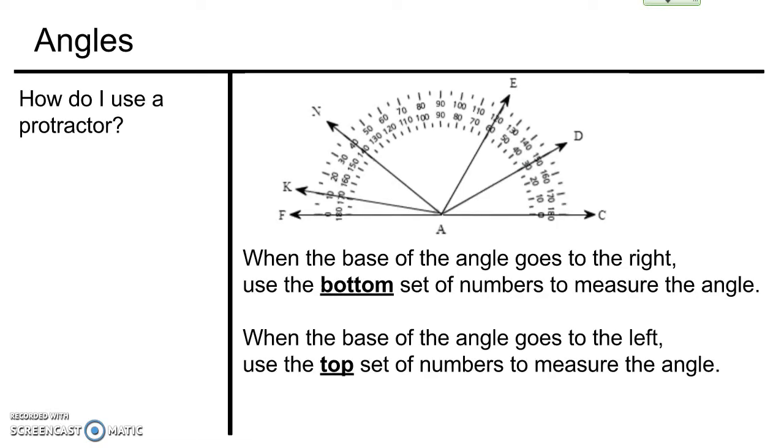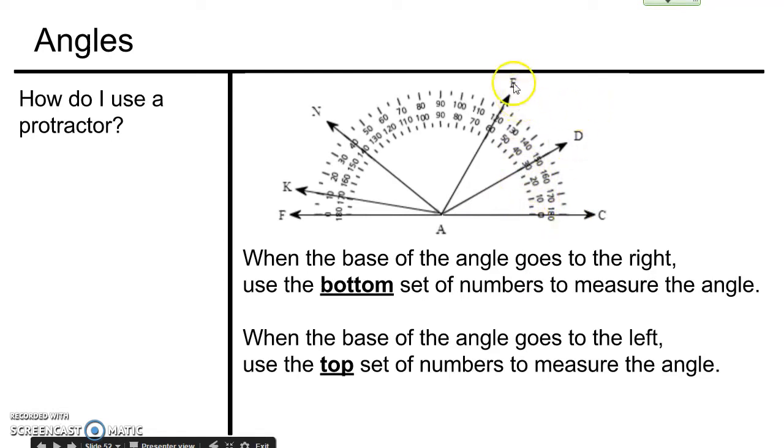You may have a question like this on SC Ready, where they have given you an angle or a bunch of angles with the protractor on top, and you have to use it to measure the angle. So remember these two little tricks. When the base of the angle goes to the right, going from that middle point to the right, we use the bottom set of numbers to measure the angle.